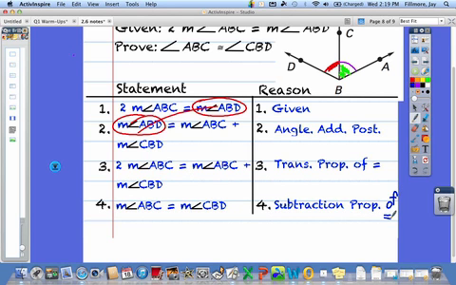So there's my next example of a proof. Again, it's good to use your picture. We know that we need to have ABC and CBD together, so we added them together using the angle addition postulate, and then we manipulated it from there by using our transitive and subtraction properties.